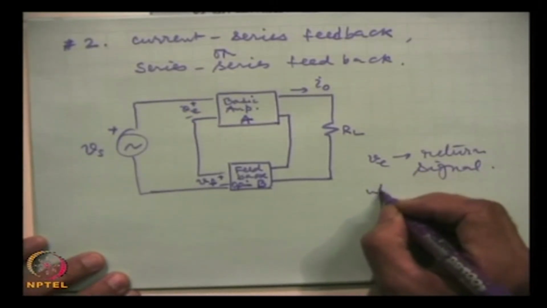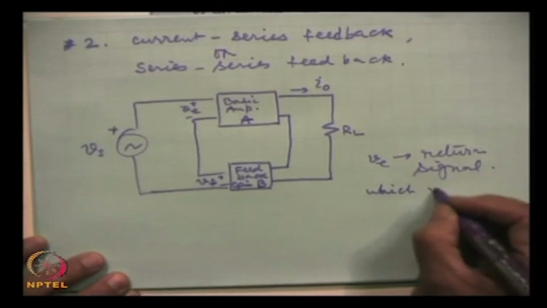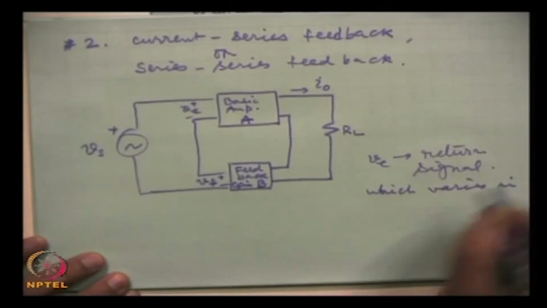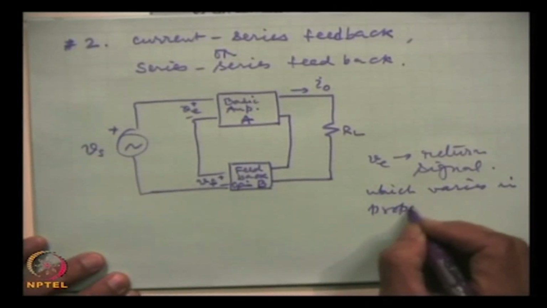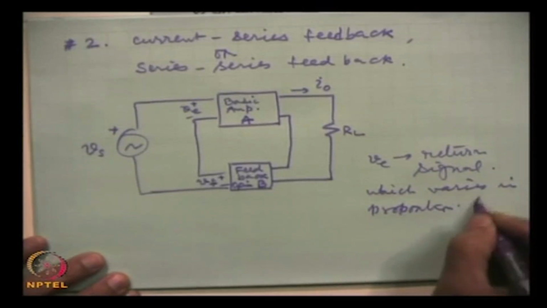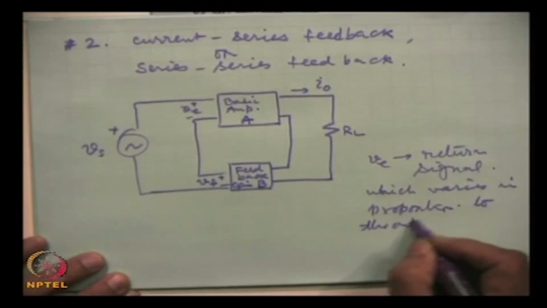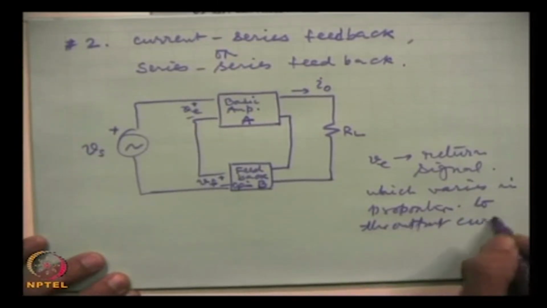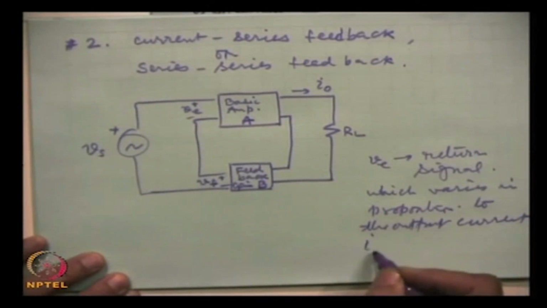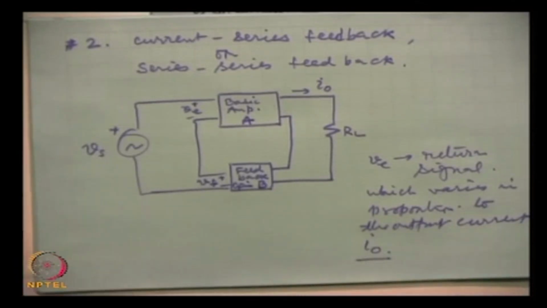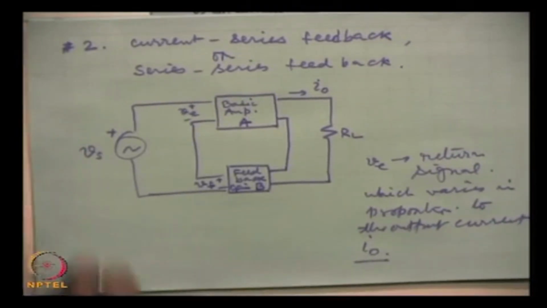which varies in proportion to the output current I 0. This is the second type.